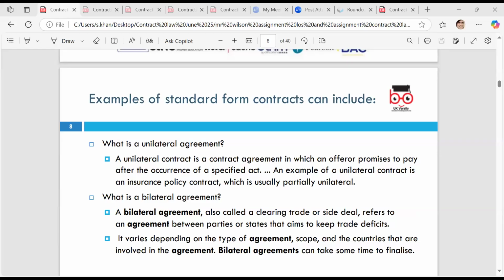An example of a unilateral contract could be a reward poster, money for the return of a lost pet. So if someone's lost their cat, the person is offering money if the cat is returned. That is a unilateral contract. Then you've got a bilateral contract, and that could be a contract for the sale of a car, where one party promises to sell the car and the other party promises to pay the agreed price for the car. That's a bilateral contract.